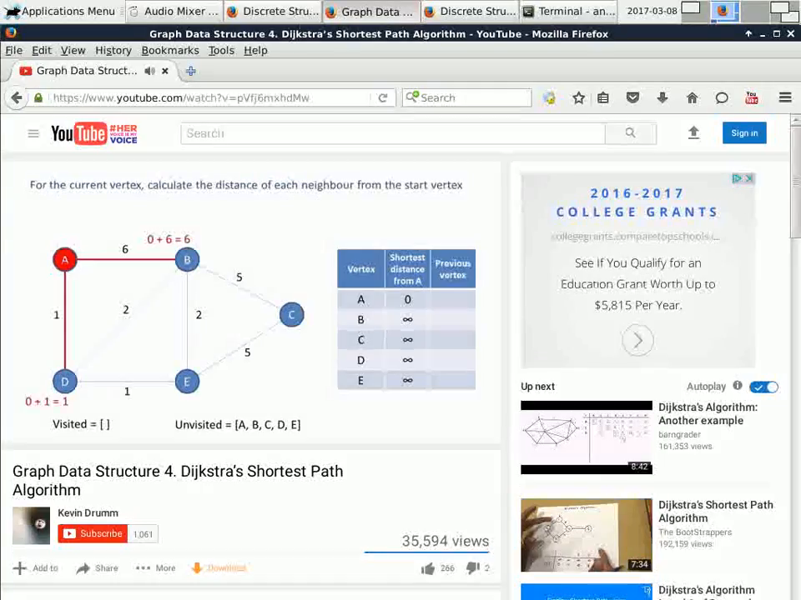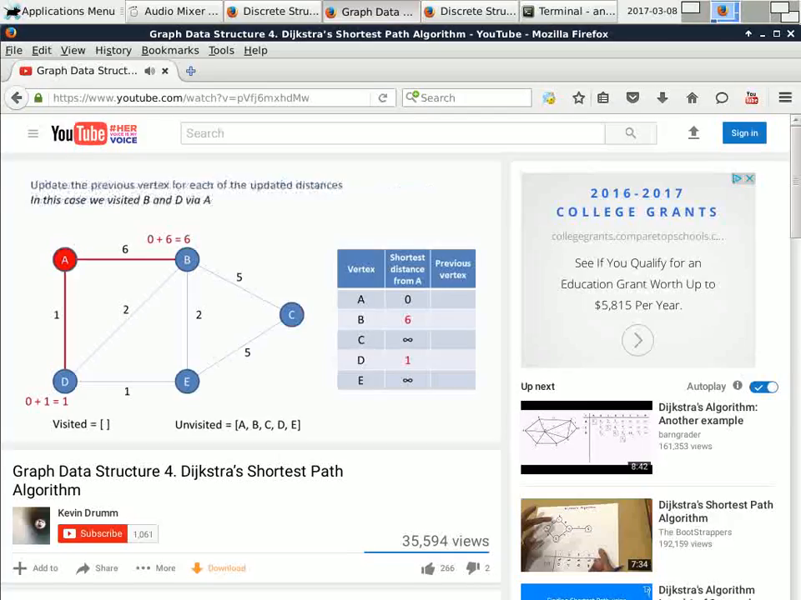For the current vertex, we calculate the distance of each neighbour from the start vertex. This may seem like overstating the obvious at the moment, but it will become apparent why we state it like this a little bit later. For now, the distance from A to B is nothing plus 6, which is 6, and from A to D is nothing plus 1, which is 1. If the calculated distance of a vertex is less than the known distance, we can update the shortest distance in our table. At the moment, all of our shortest distances are infinity, so we can update these two distances.